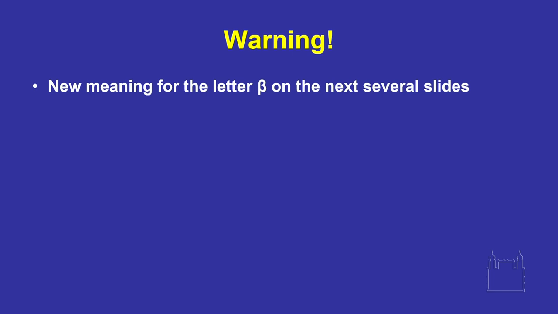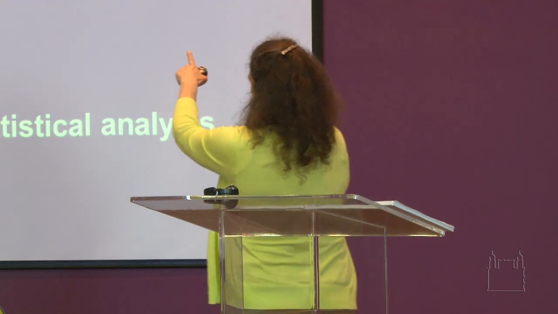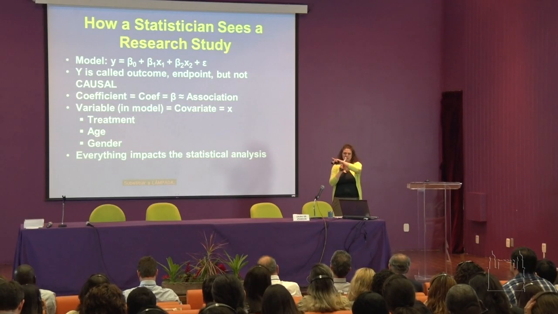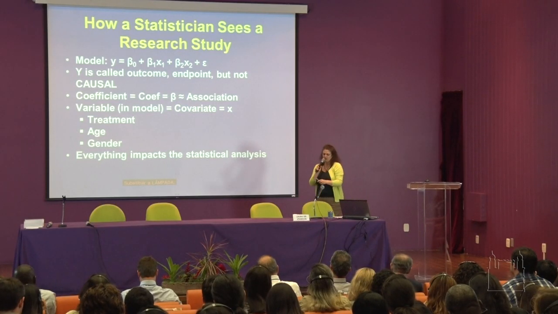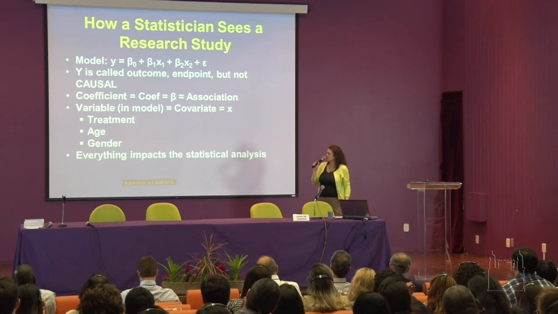When I was a statistician, you talk to me about your research study, I start seeing Greek letters. When we talk about a model, this is what we see in our heads and what we will start scribbling down on pieces of paper. This Y is the outcome or the end point.